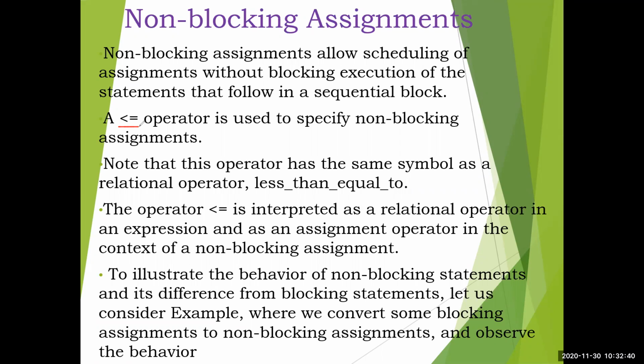Here the less than or equal to operator is used to specify the non-blocking assignment. So this is the noting factor here. Note that this operator has the same symbol as a relational operator, less than or equal. So don't confuse this.